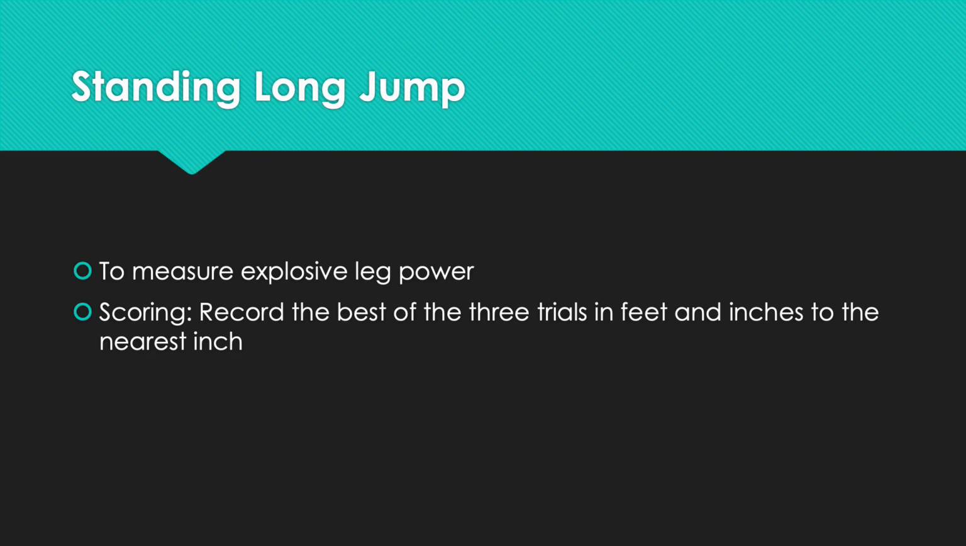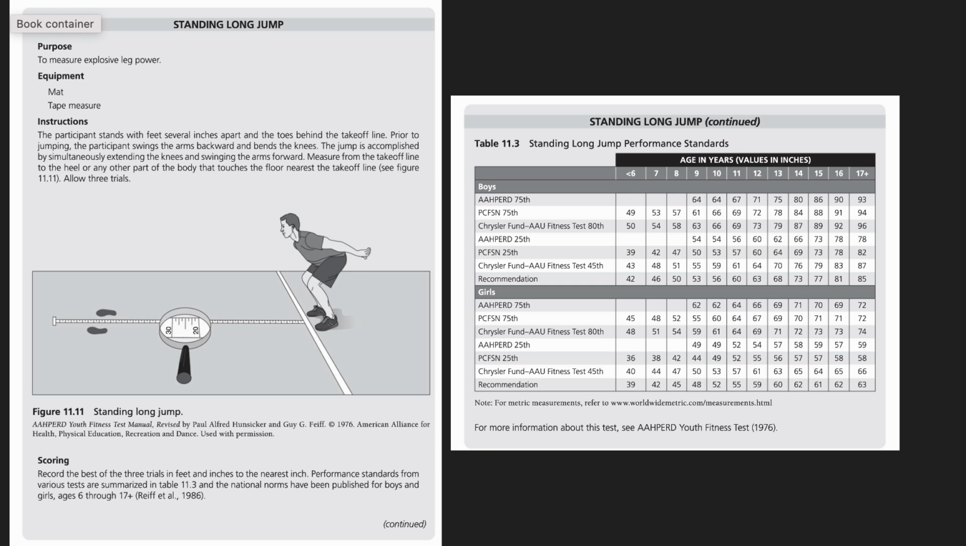One of the next field tests used to measure power is the standing long jump. This is to measure explosive leg power. For scoring, you record the best of 3 trials in feet and inches to the nearest inch. These specific instructions are on the next slide. Here we have the specific instructions for the standing long jump test, as well as the performance standards.